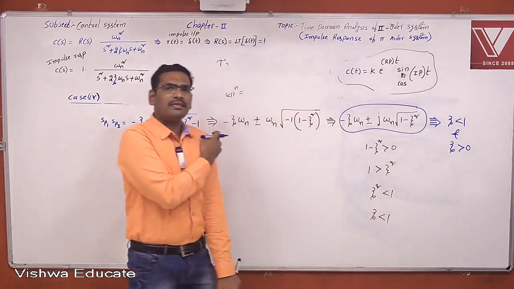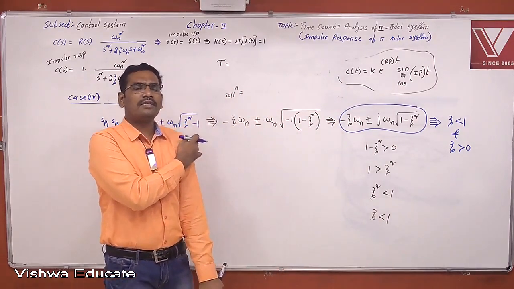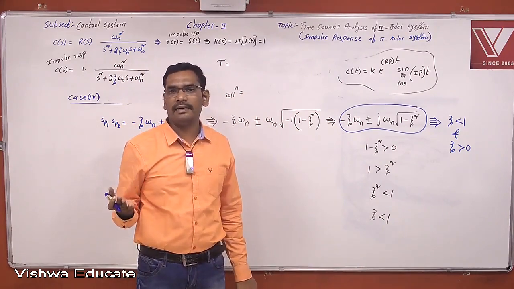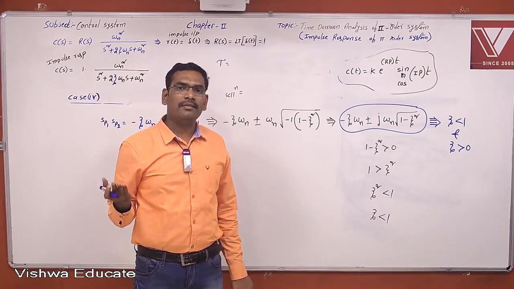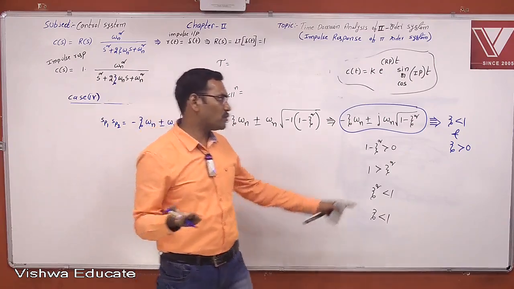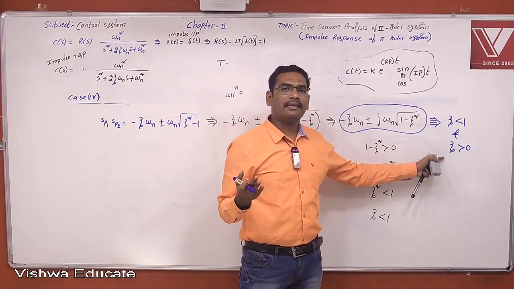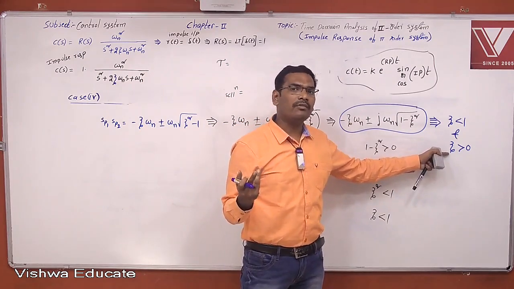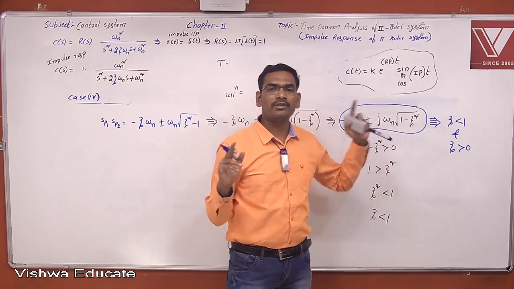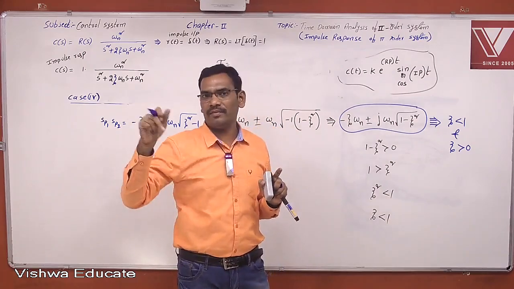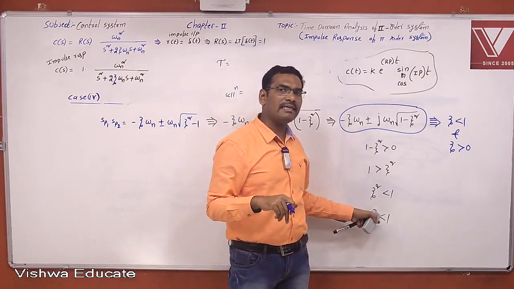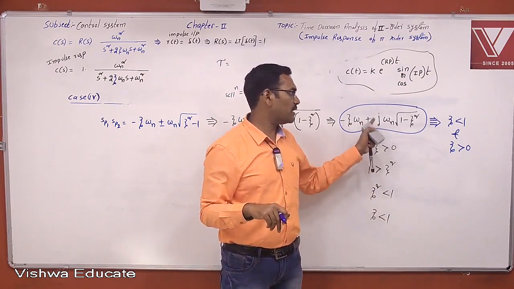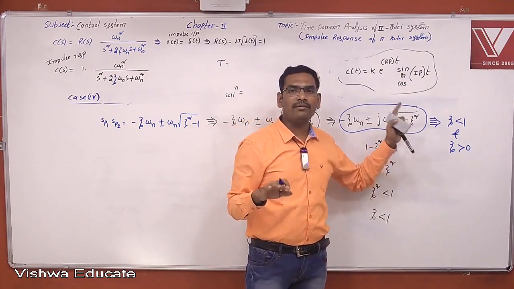Sir, in the previous cases, why are you not taking the condition of zeta greater than 0? Because in the previous cases zeta is greater than 1. Zeta greater than 1 means zeta is a positive value, zeta greater than 0. Zeta equal to 1 means it is also a positive value. Therefore, there is no need to put the condition in the previous cases. But here zeta is less than 1. It may be negative also. But what I am saying is, for a stable system, zeta should always be positive.